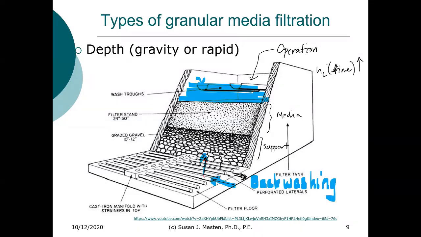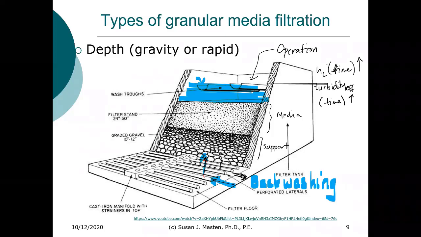The other problem is that I mentioned we've got a turbidity limit. As particles collect in the filter, what do you think happens to turbidity? So we're looking at the effluent turbidity as a function of time. Less gets removed, so the turbidity increases. So there are two things that trigger backwashing: either the head loss exceeds some critical limit, or the turbidity exceeds some critical limit.